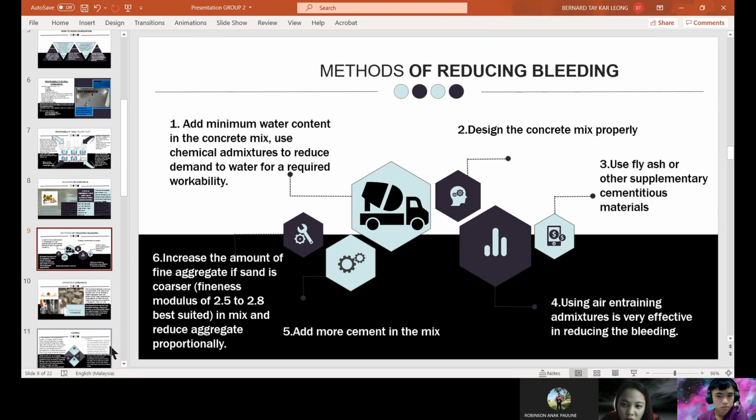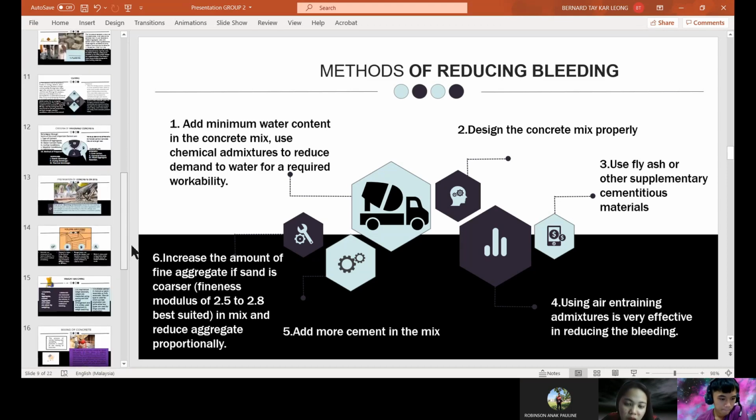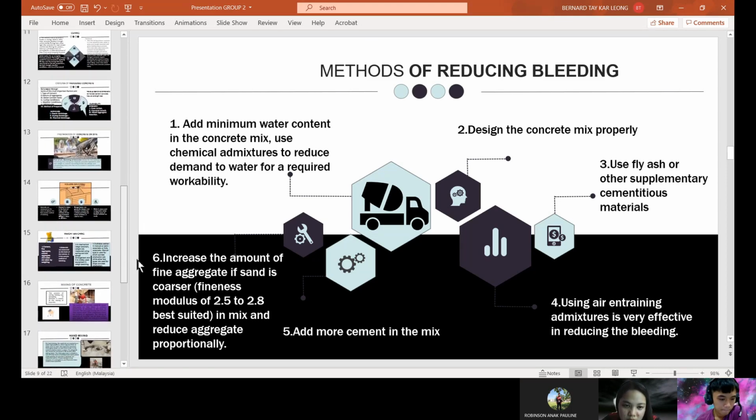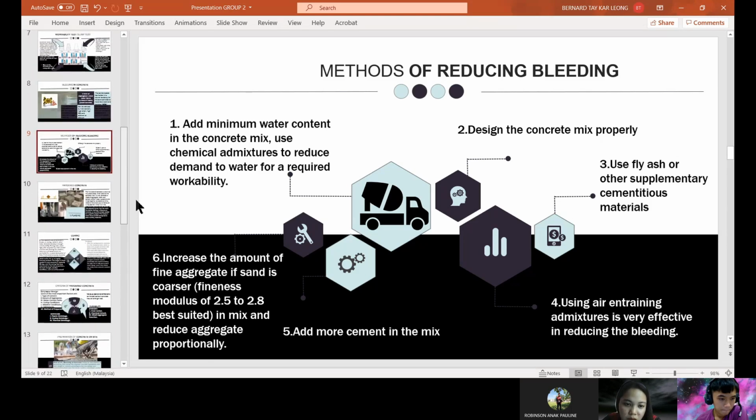Use fly ash or other supplementary cementitious materials. Fourth, using air entraining admixtures is very effective in reducing the bleeding. Fifth, add more cement in the mix. And last, increase the amount of fine aggregate if the sand is coarser in the mix and reduce the coarse aggregate proportionally.